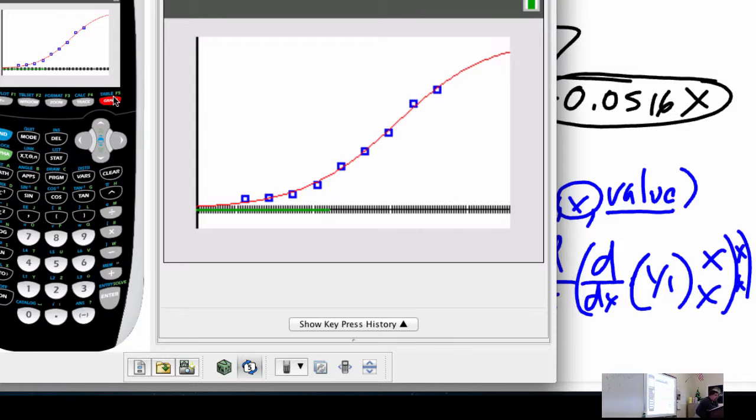Point of inflection, which occurs when what? Concavity switches from positive to negative. Now, point of inflection occurs when y double prime equals 0. The green line is the graph of y double prime, right? So how do I figure out when that green line equals 0?